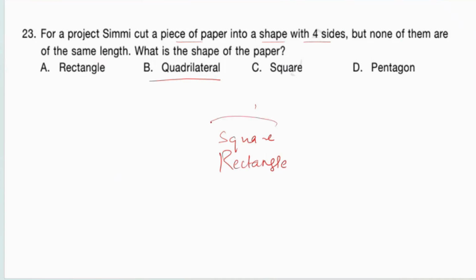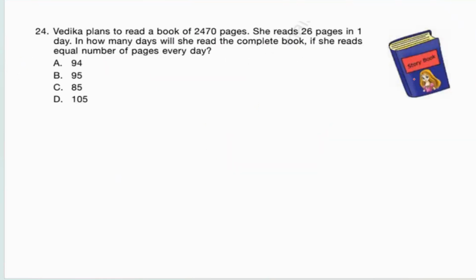But in this case, they are saying none of them are of the same length. If all of them were the same length, it would be a square. But since none are the same length, square can't be my answer. Rectangle can't be my answer. So only quadrilateral will be my answer. And pentagon is a 5-sided figure, so that's why pentagon can't be my answer. Okay, coming to the next.